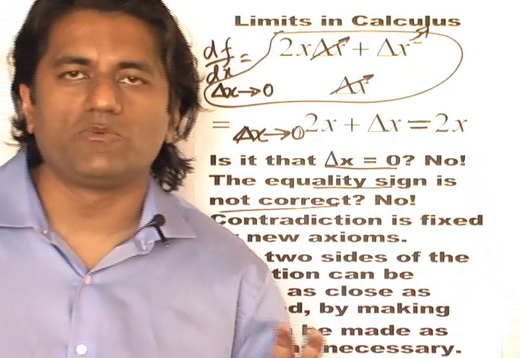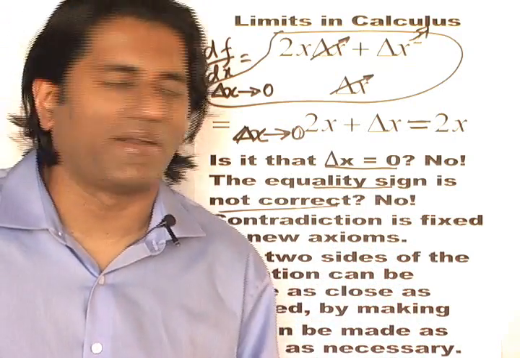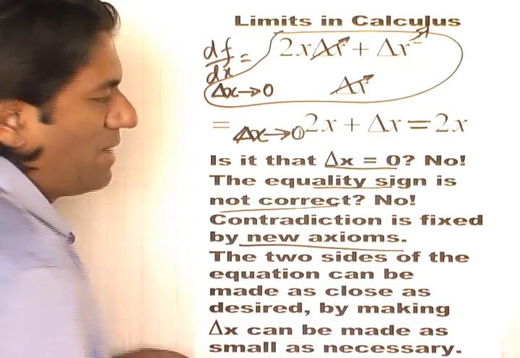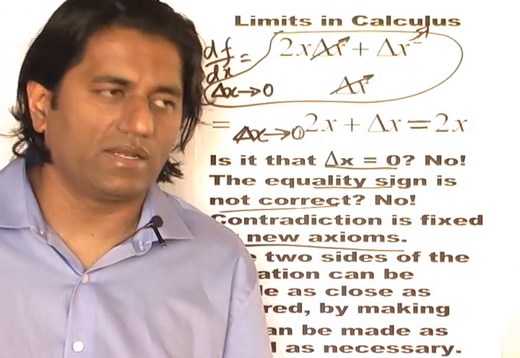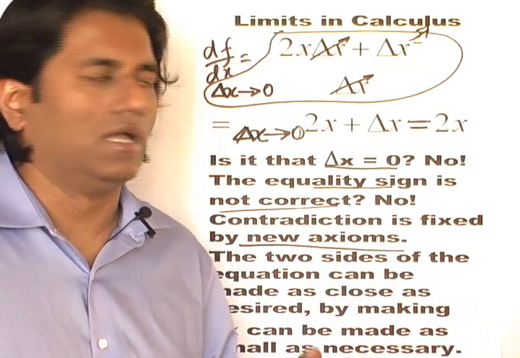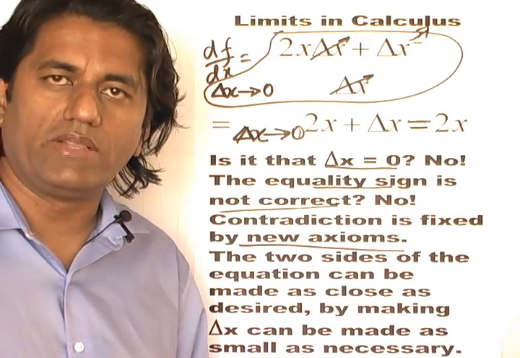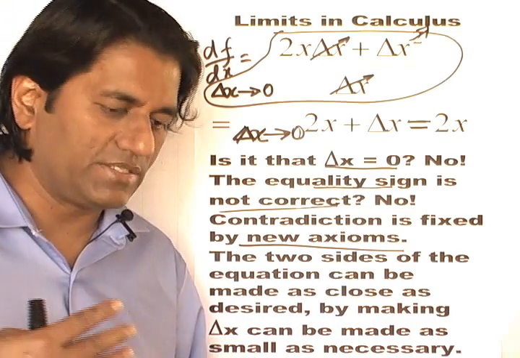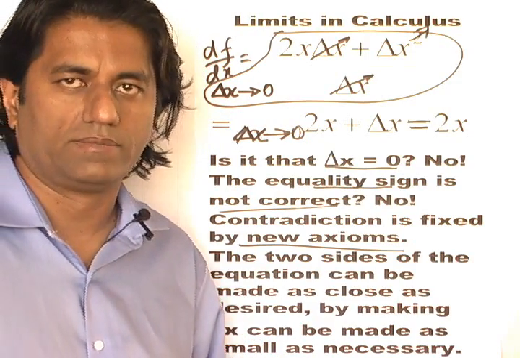So if this seems to be a bit not completely correct, the answer is no, it is completely correct. You just need new axioms. Once you have the new axioms in mathematics, this entire thing is satisfactory and correct, and these axioms were developed by Cauchy and Weierstrass. So that's limits, and it's necessary for both integral calculus and differential calculus to work, and it represents a new development in mathematics over the pre-calculus mathematics.